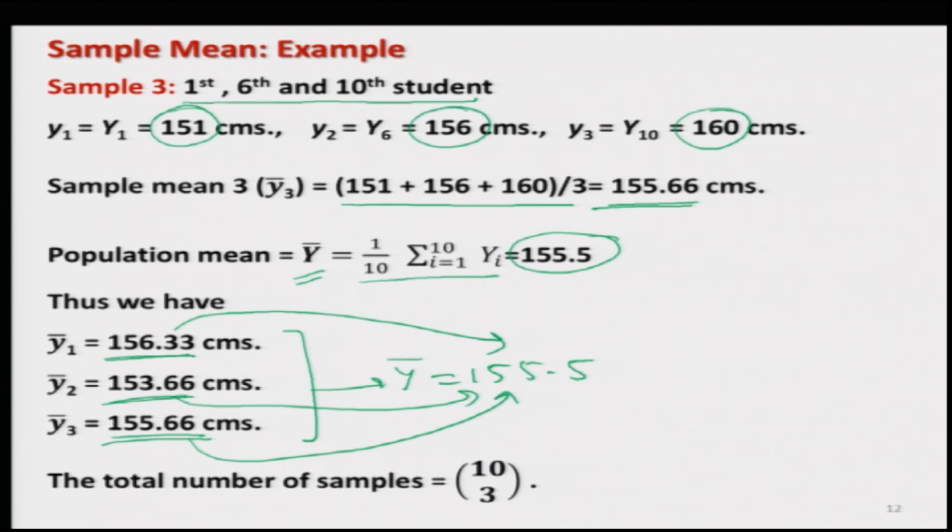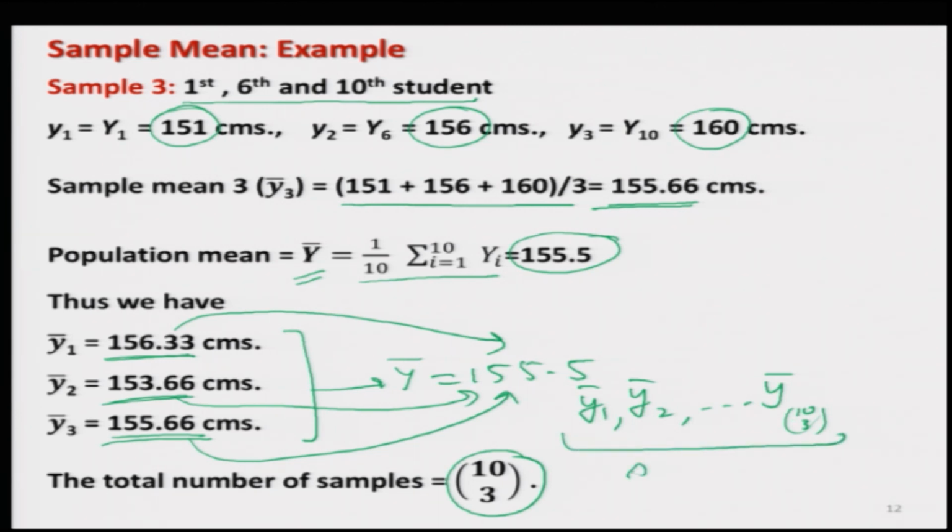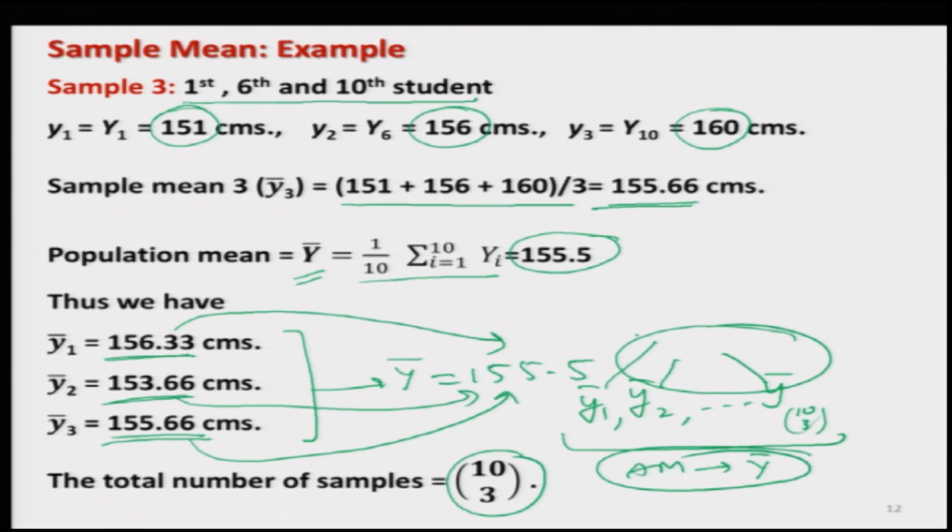And in case you try to obtain all possible samples, the total number of samples that you can obtain here is 10 choose 3. That is going to be a big number, but as you have computed y1 bar, y bar 2, up to here, you can compute y bar 10 choose 3. And then if you take the arithmetic mean of all such sample means, this will come out to be capital Y bar. But in practice, this Y bar is unknown to us, and you have only one of the values among these sample means. So, you have to work only with the one sample mean.